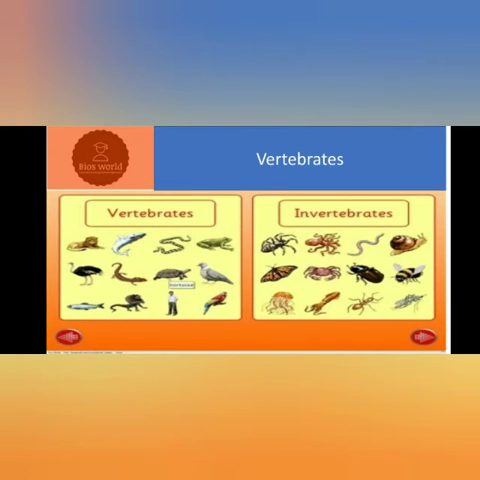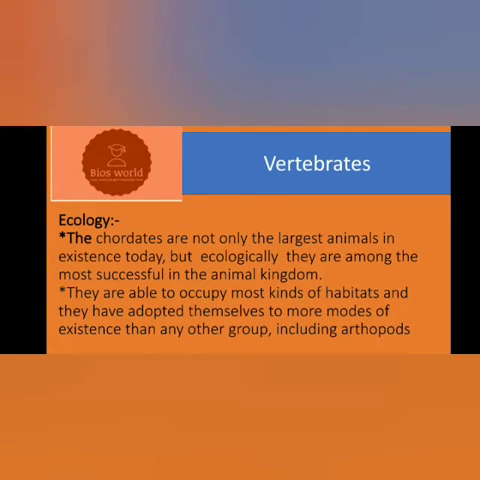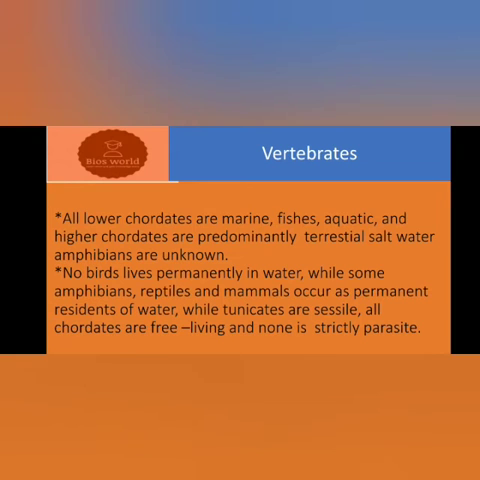In vertebrates there are different types of habitat, but none lives particularly in only one habitat. Few of the animals differ. All lower chordates are marine fishes, aquatic. Higher chordates are predominantly terrestrial. Saltwater amphibians are unknown. Some of the amphibians live in fresh water, some of them live on land. No birds live permanently in water, while some amphibians, reptiles and mammals occur as residents of water.